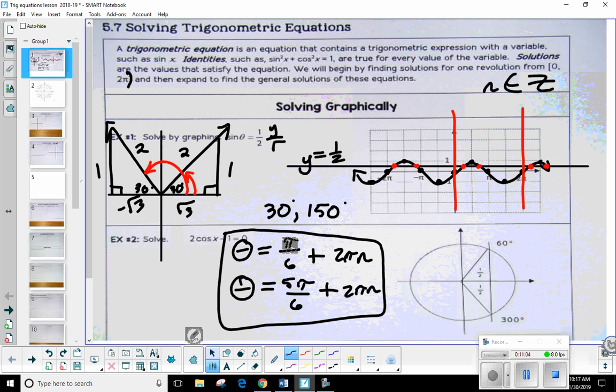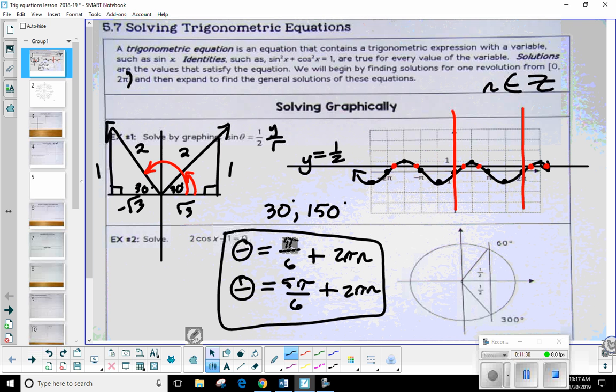Now, why did I add 2 pi n? We said sine's period was 2 pi, right? Is that going to be the same for every single function? What are the two I'm thinking of? Tangent and cotangent. If you're solving a trig equation and you isolate tangent or cotangent, you'll be adding pi n, because their periods are pi, not 2 pi. Okay, so that would actually give you the wrong answer. Does that make sense? Okay.